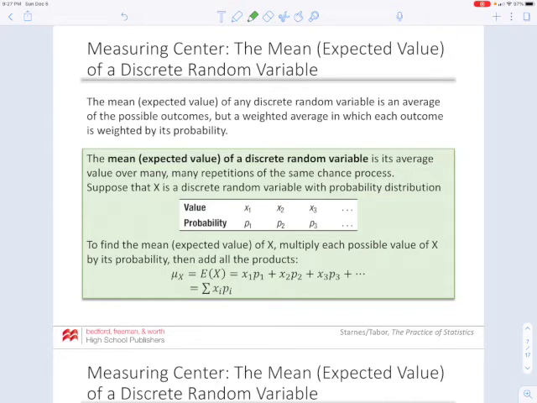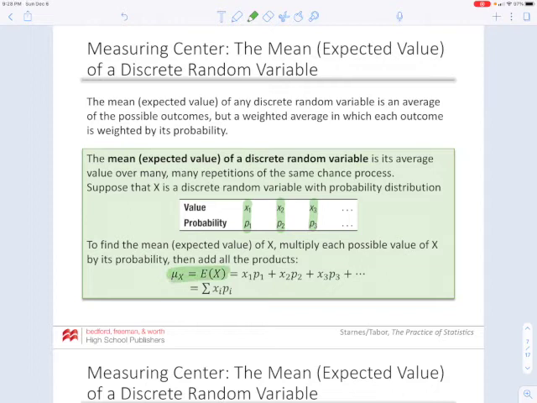This is over just a long period of time. And each outcome has a different probability associated to it. So in order to find the expected value, you take each value that the chance process can have, and you multiply it by its corresponding probability. So you take the x1 value, the first value, multiply by its probability. Then the second value by its probability, so on and so forth. Then you add them all together.